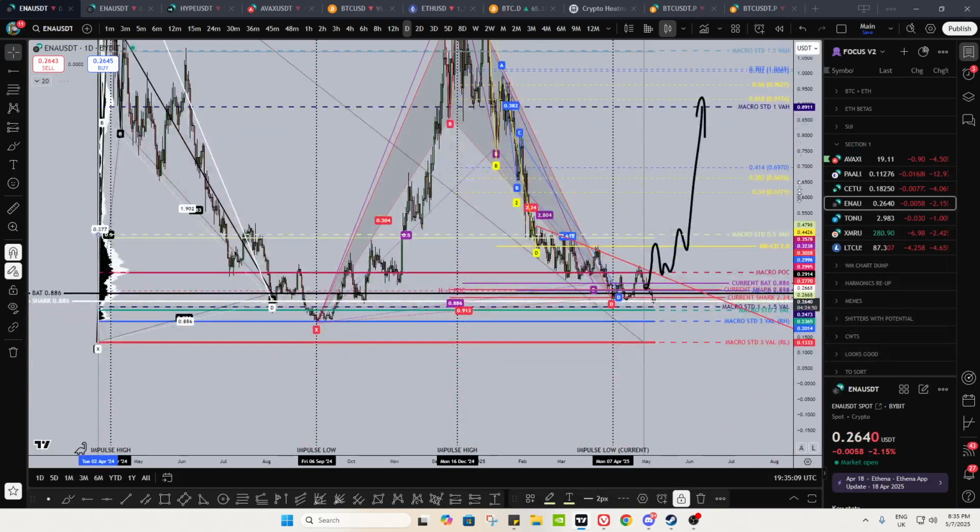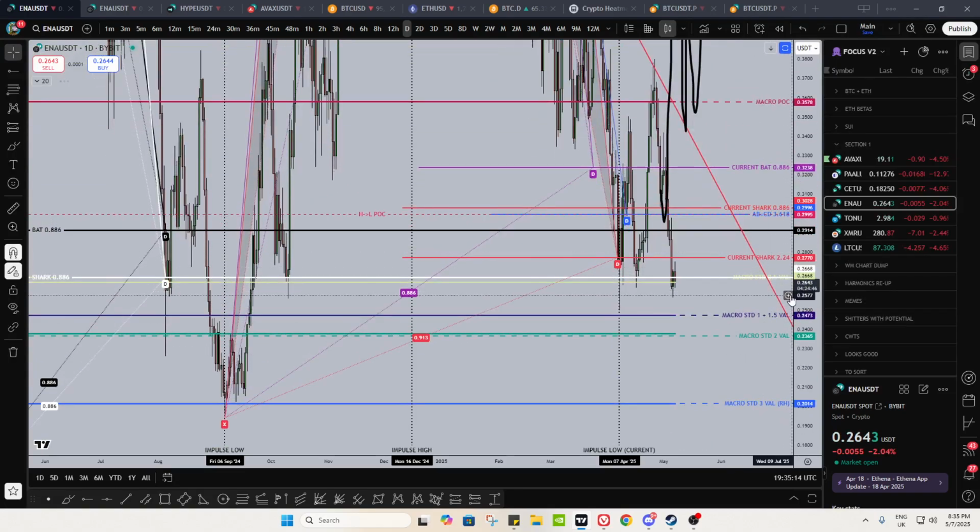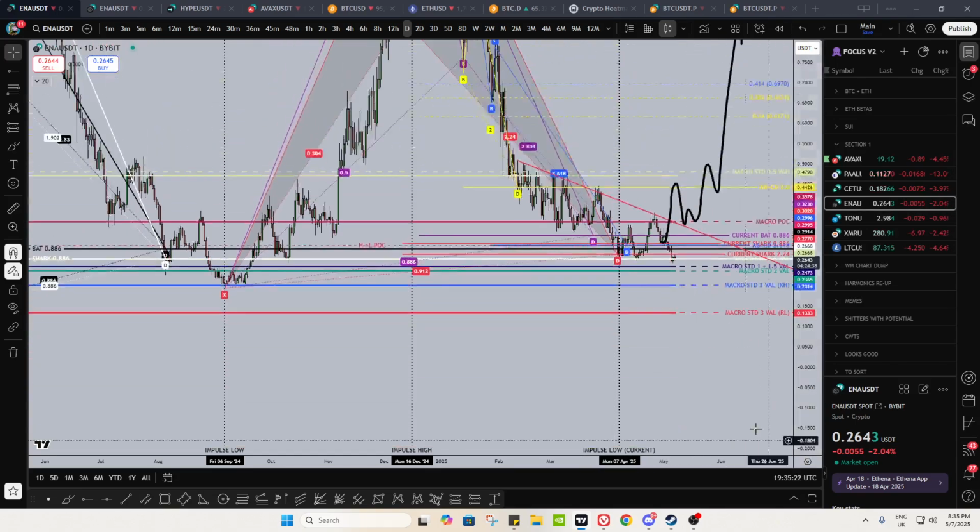There we go. We're chilling again at your macro standard deviation half, okay, 0.5 standard deviation value area low. You're chilling at your current shark 2.24, right? That's another thing you're chilling at.